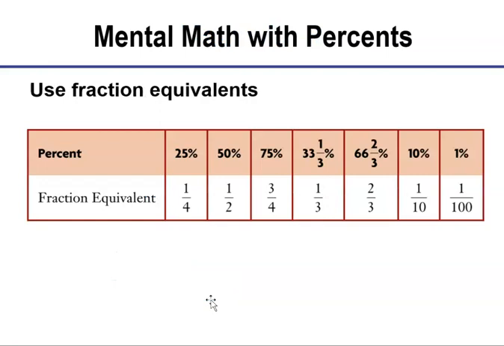Mental math with percents. A good thing to know is percent and the fraction equivalent. So anytime you hear 25%, that's just 1/4, right? Because that's 25 out of 100. That's what percent means, which reduces to 1/4. 50% is 1/2. 75% is 3/4. Again, why? Because that's 75 out of 100, and that reduces to 3/4.